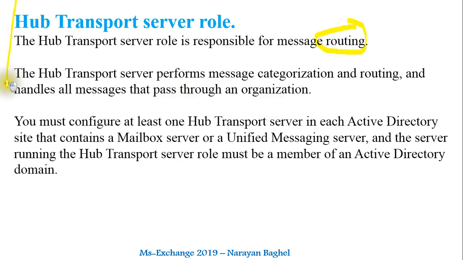You can configure at least one Hub Transport Server in each Active Directory site that contains a Mailbox Server or Unified Messaging Server, and the server running the Hub Transport Server role must be a member of Active Directory. That is a basic requirement, and we'll see how we can deploy it on Exchange Server 2019. Routing and message categorization is done by the Hub Transport role.